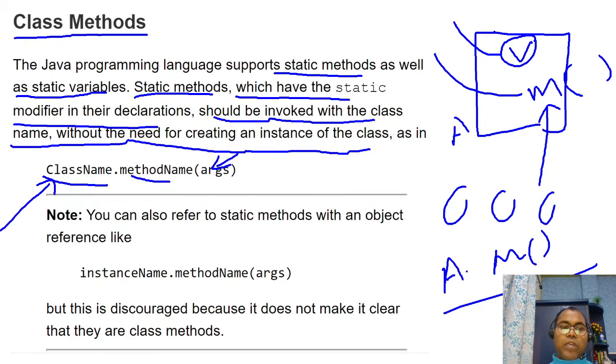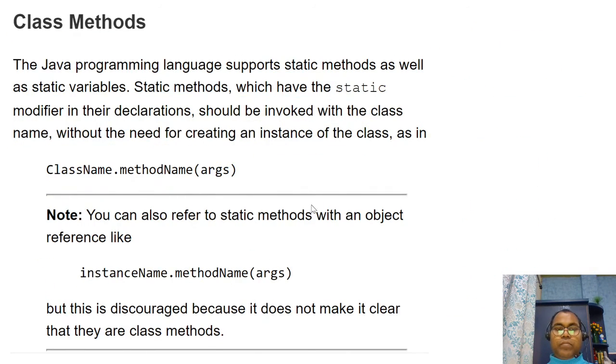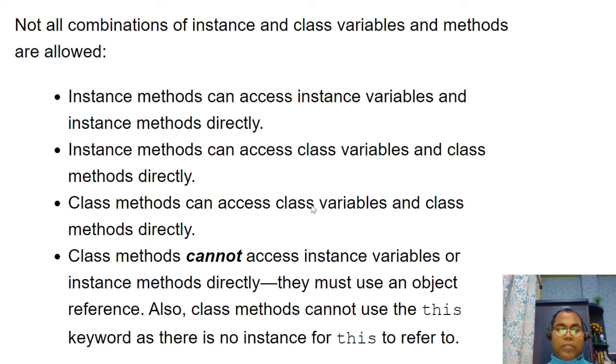This is the general preference: whenever you access any static method, use the class name. Some developers can use the object name to invoke the static method, but this is generally not a recommended way. Please always invoke your static method from the class name itself. Don't use the instance object.